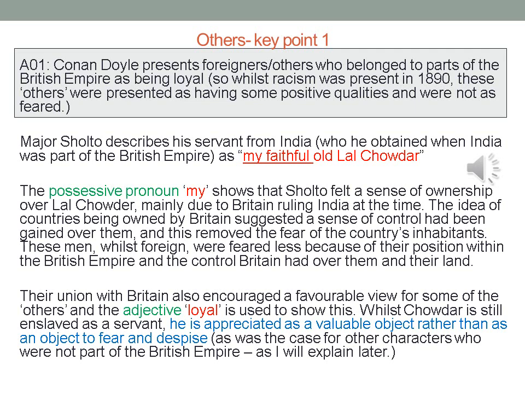So it's clear that he's seen as an object, but a valuable object that we can appreciate rather than a valuable object to fear and despise. Now, this is very different to some characters from elsewhere around the world who were not quite so happy to be under Britain's rule.